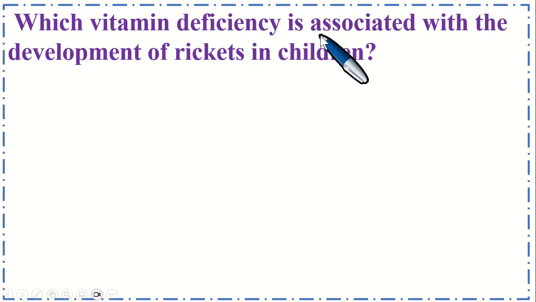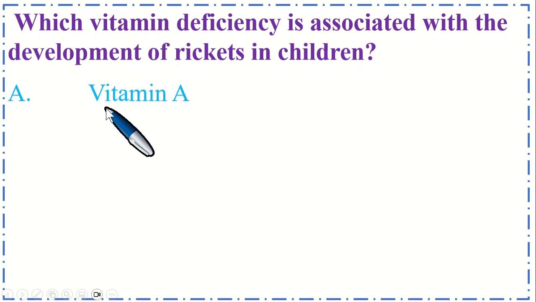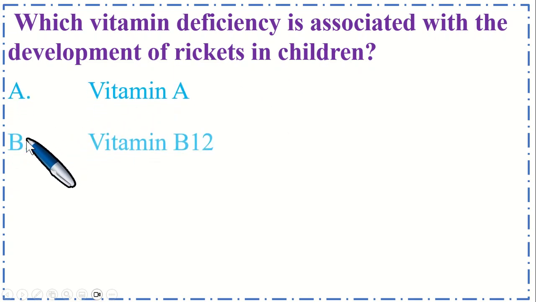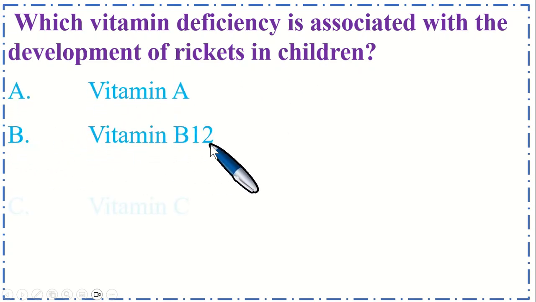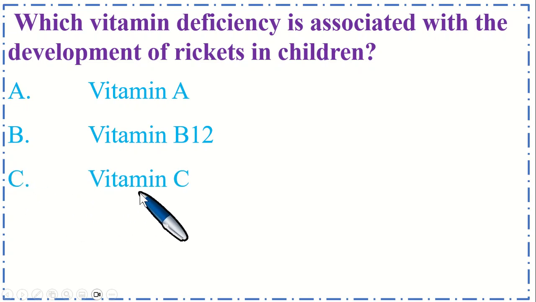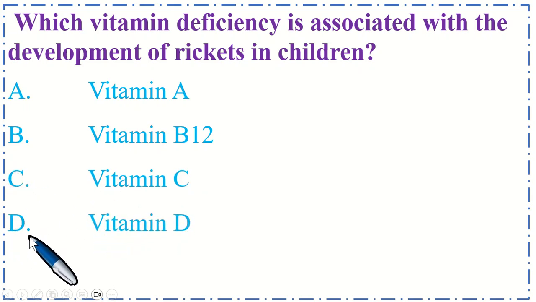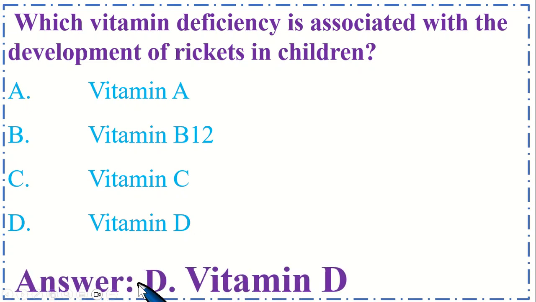Which vitamin deficiency is associated with the development of rickets in children? Option A, vitamin A, option B, vitamin B12, option C, vitamin C, and option D, vitamin D. So the correct option is vitamin D.